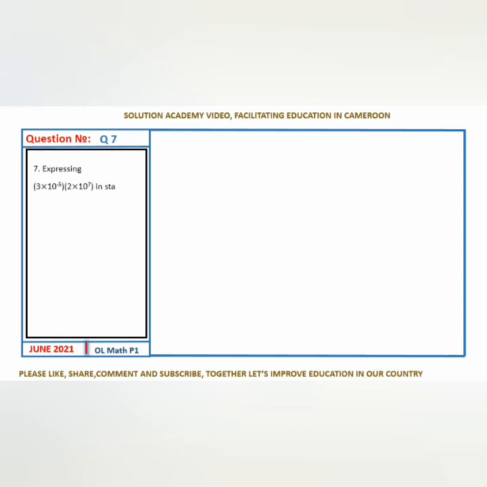Expressing 3 times 10 to the power minus 5 times 2 times 10 to the power 7 in standard form. We have to know that generally any number in the form a times 10 to the power n, where a is in the range from 1 to 9, is said to be in standard form.